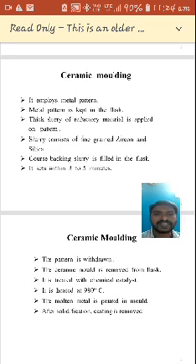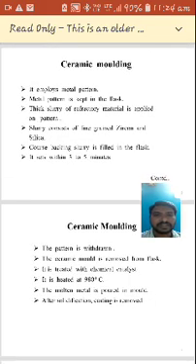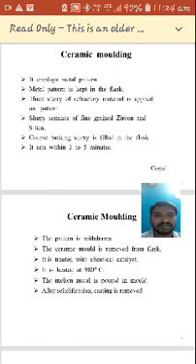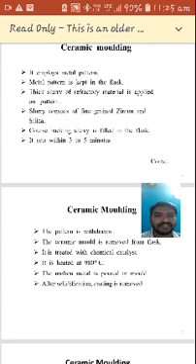Ceramic molding is generally applied for metal patterns. Here we use the slurry. What is slurry? This slurry consists of fine grained zircon and silica. A coarse baking slurry is filled in the flask.